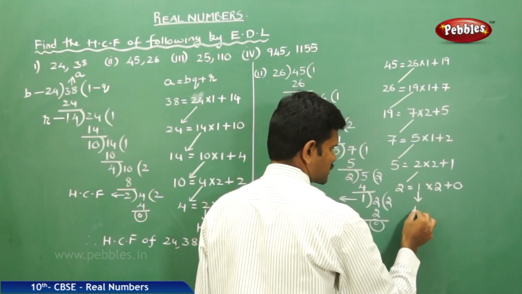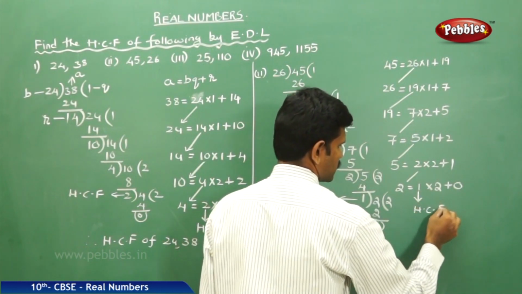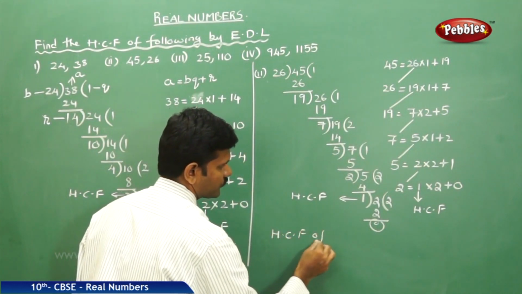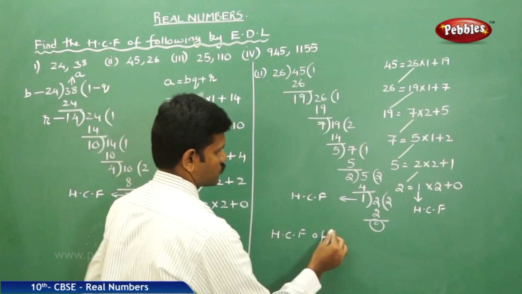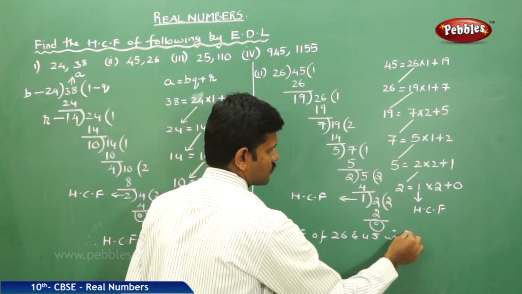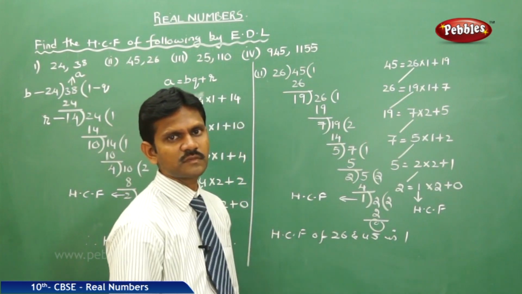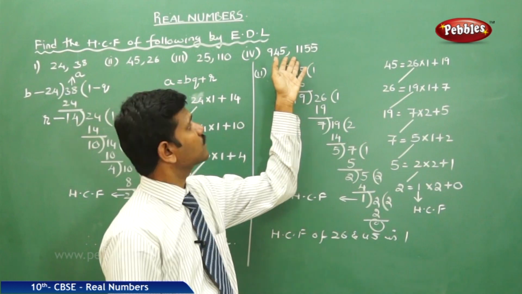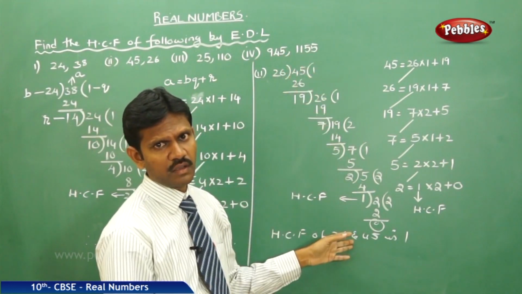Therefore this divisor is called the HCF. Therefore conclude the answer: the HCF of the two numbers 26 and 45 is 1. Next, the rest of the two-number problems you can solve in the same way.